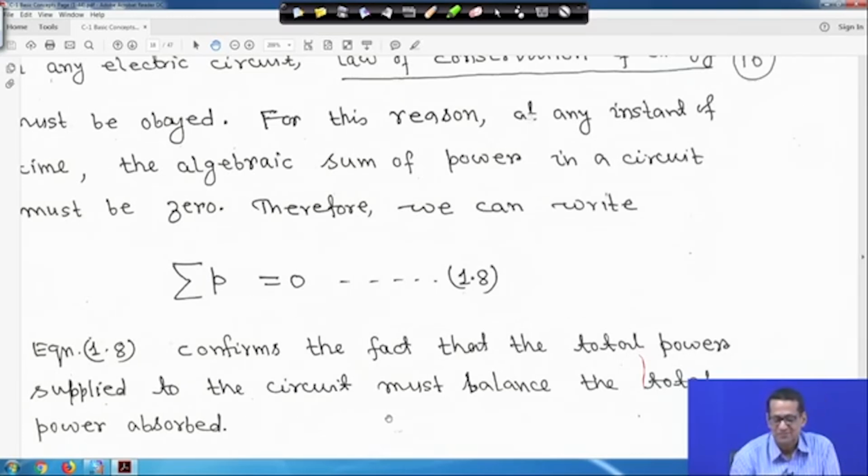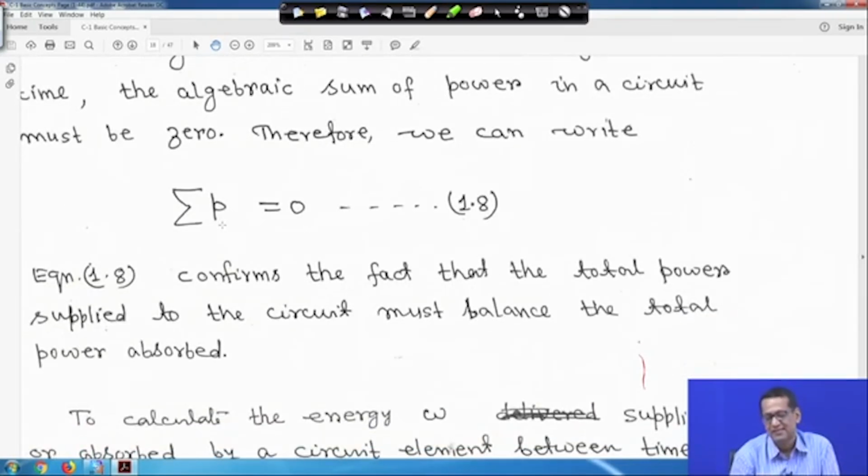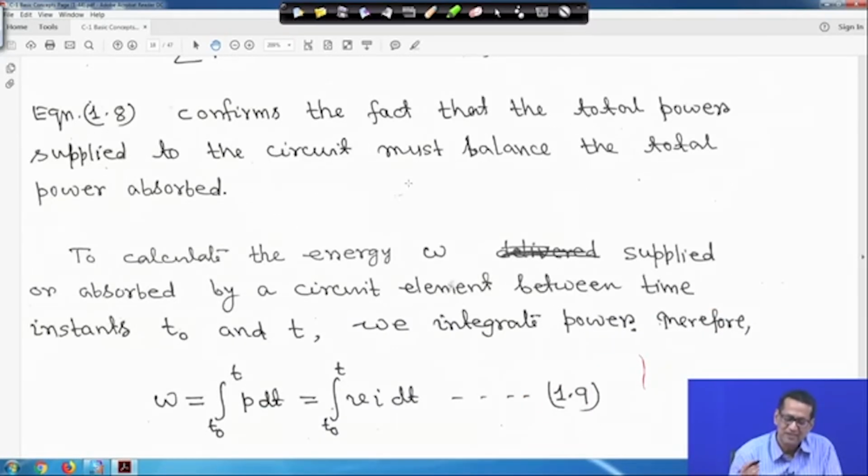This equation 1.8 confirms the fact that the total power supplied to the circuit must balance the total power absorbed, right. So this is the concept, that is why we write sigma p is equal to 0. This one we will see much later when I take the example, I will do this.